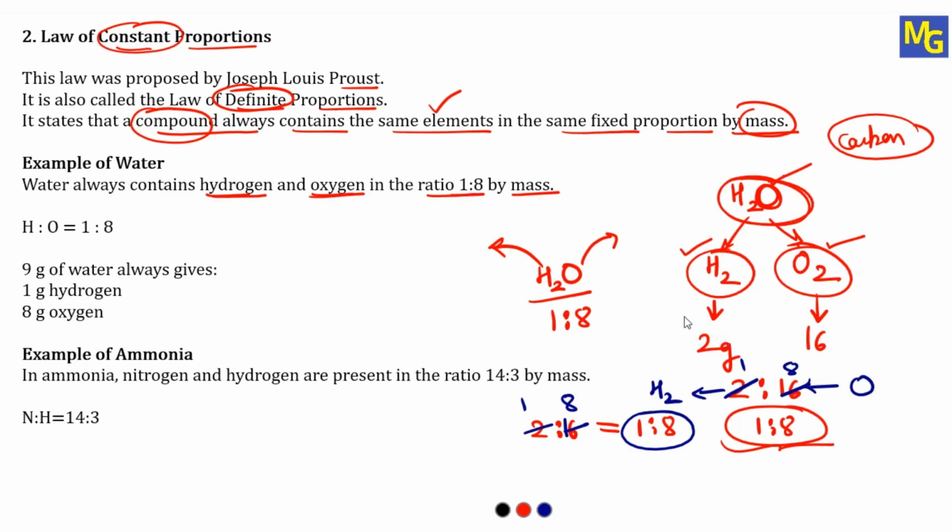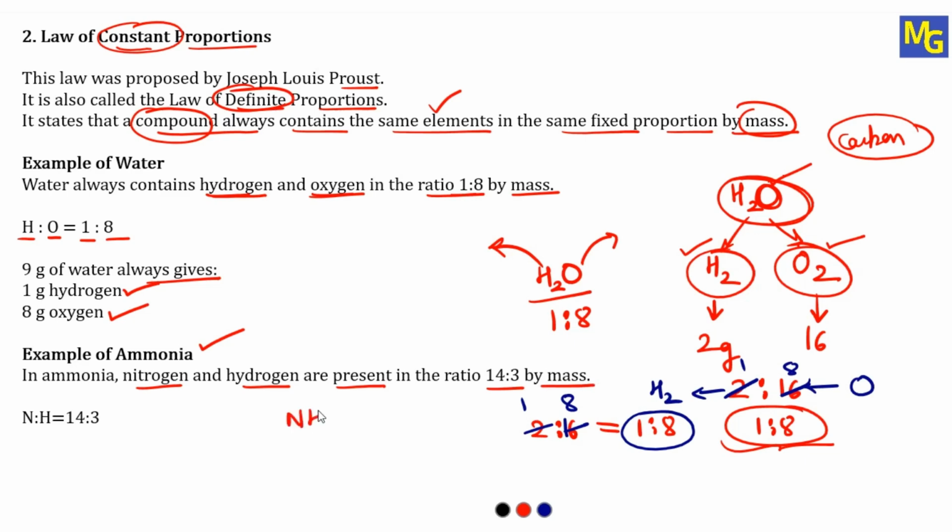Just now I have explained. H is to O, hydrogen is to oxygen is 1 is to 8. 9 grams of water always gives 1 gram of hydrogen and 8 grams of oxygen. This proves that it has constant proportion. Another example is ammonia. In ammonia, nitrogen and hydrogen are present in the ratio 14 is to 3.